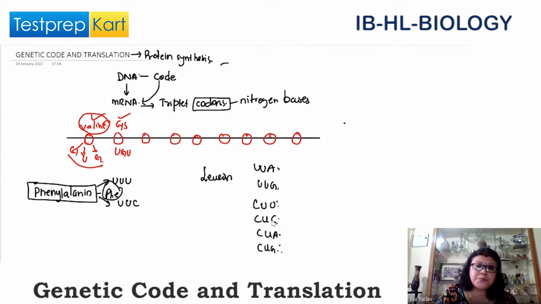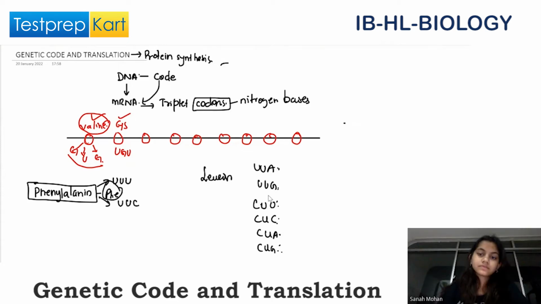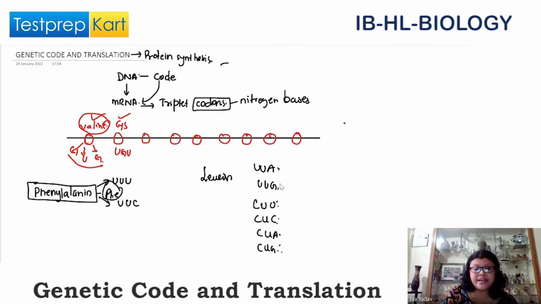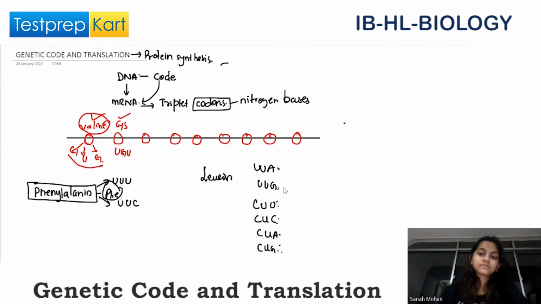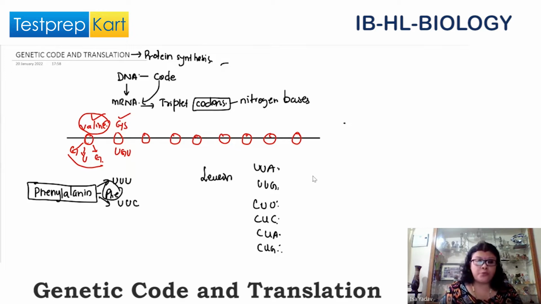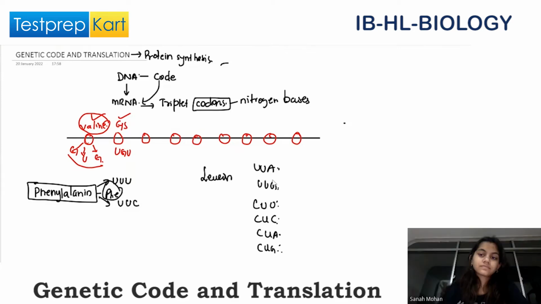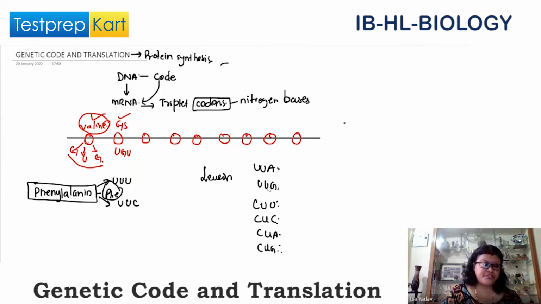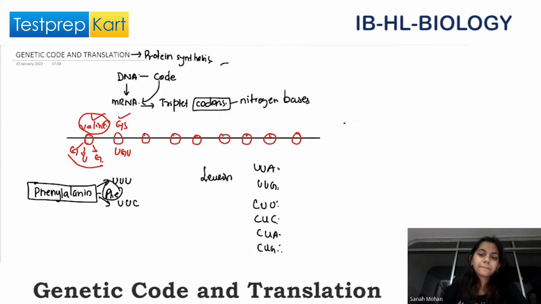Did you see this? Understood or not? Clear or not, Sana? So phenylalanine is coded by how many triplet codons? Two. Leucine is coded by six. Yes or no?